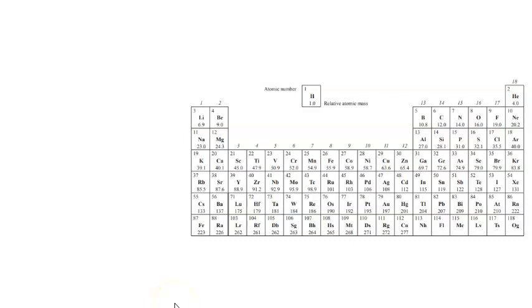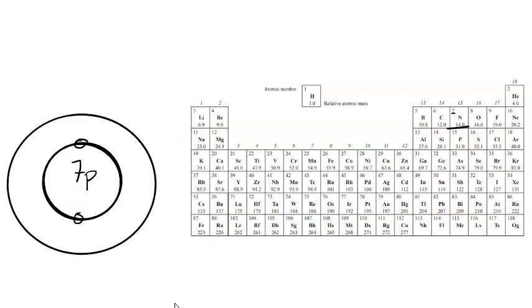We would have taken an atom, let's say we took nitrogen, which has 7 protons because the atomic number is 7, and we would draw it like this with 7 protons in the nucleus, and then we'd do 7 electrons around the outside of the atom. 1, 2, 3, 4, 5, 6, 7. And that was really useful.